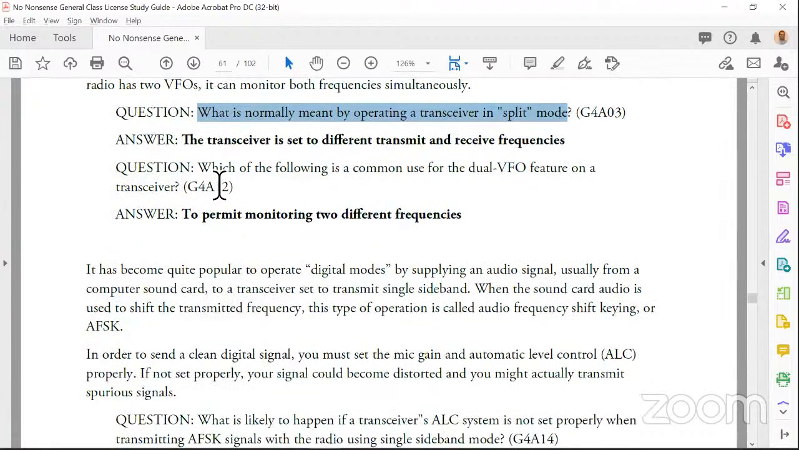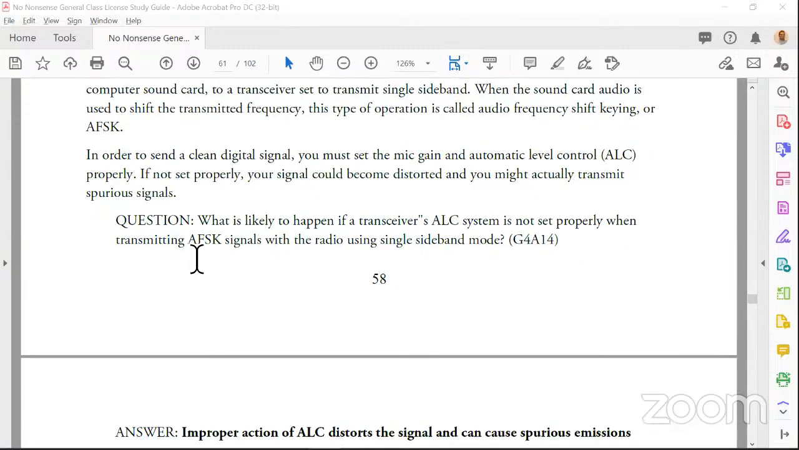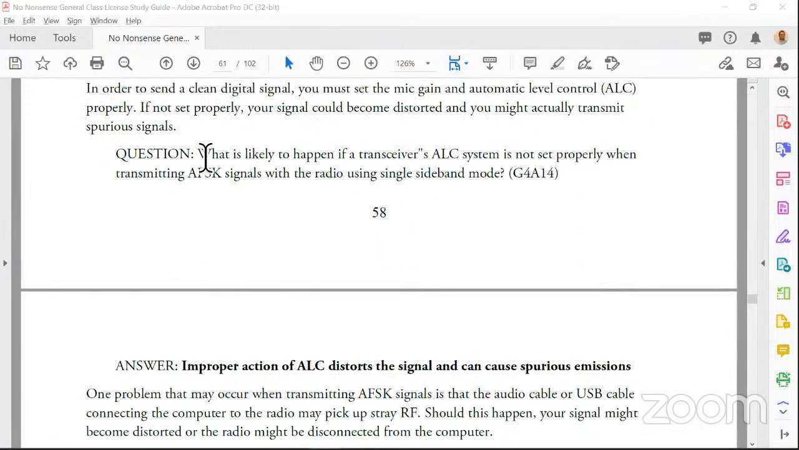Right. Okay. Which of the following is a common use for the dual VFO feature on a transceiver? It is to permit monitoring two different frequencies. If you have two different VFOs, or two different dial gauges that you can dial up frequencies on, and you have a dual VFO feature, variable frequency oscillator is what VFO stands for, you can monitor two frequencies at the same time. It's a feature in the more expensive rigs. Again, you get what you pay for. All right, let's go again.